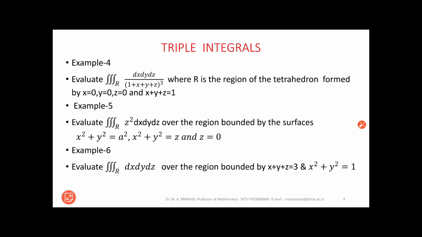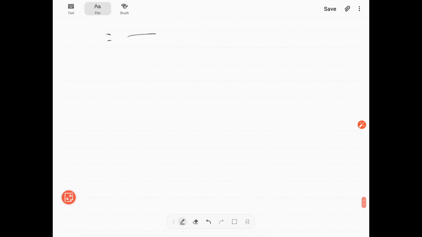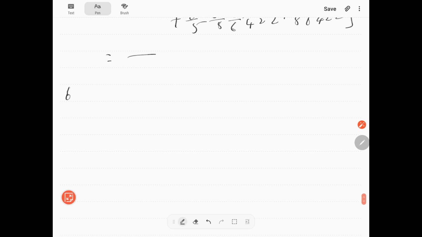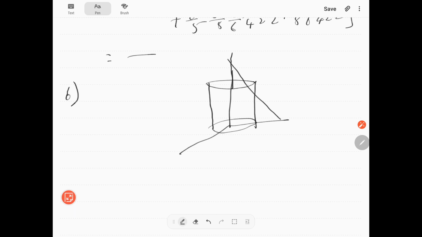So one more one is there, and the region is bounded by x square plus y square is equal to 1, which is a cylinder, and x plus y plus z is equal to 3, which is a plane, and we have to evaluate that region. Once you draw the figure, you will easily understand how we can do it. So in this sixth problem, I have a cylinder x square plus y square is equal to 1, and another plane x plus y plus z is equal to 3. So here radius is only 1.